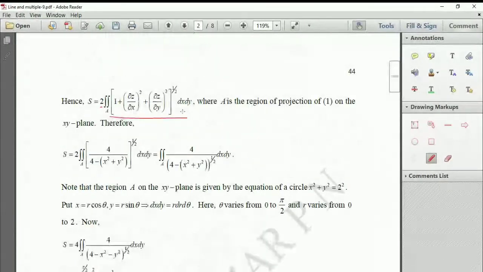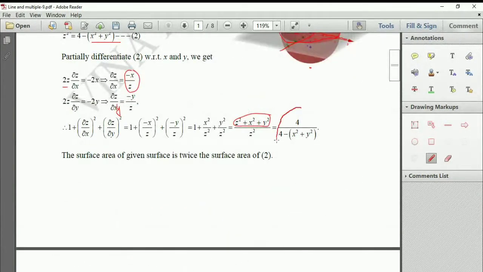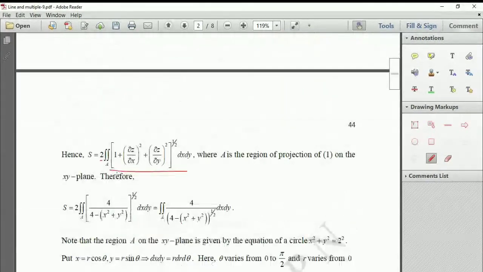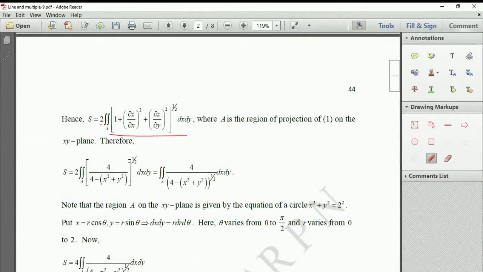Now substitute 1 plus dou z by dou x whole square plus dou z by dou y whole square. We have found that one, that is 4 by 4 minus x square plus y square, to the power of half. So 4 to the power of half is 2, and 2 into 2 becomes 4. So 4 minus x square plus y square whole to the power of half will come. But remember, we have pulled our sphere into region A, where region A is given by the circle x square plus y square equal to 4.